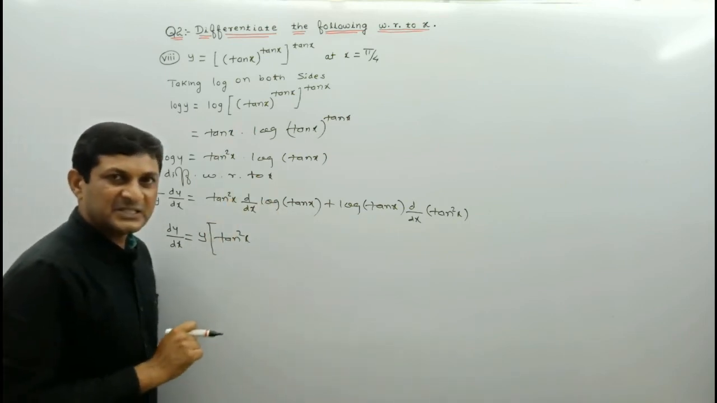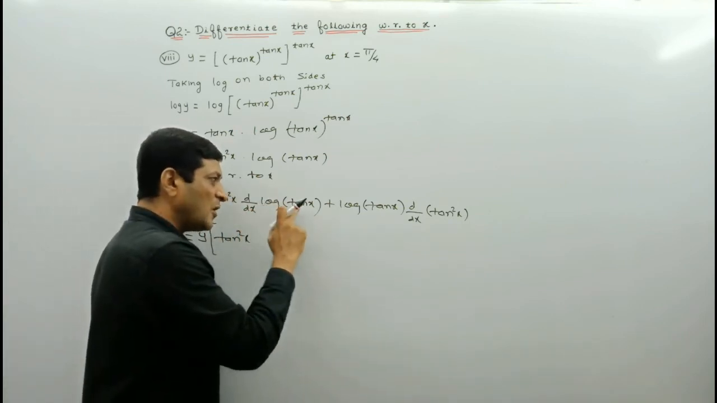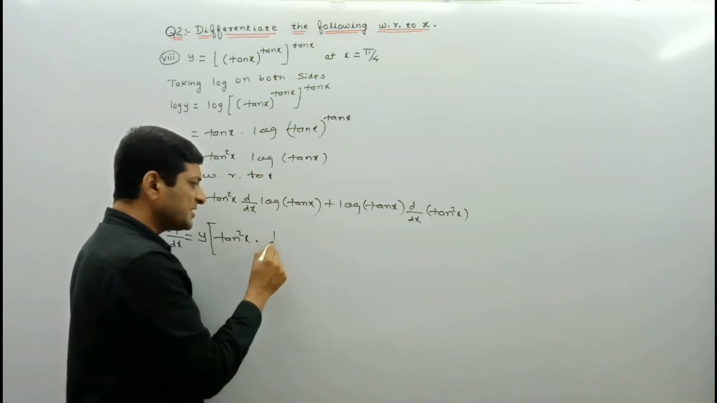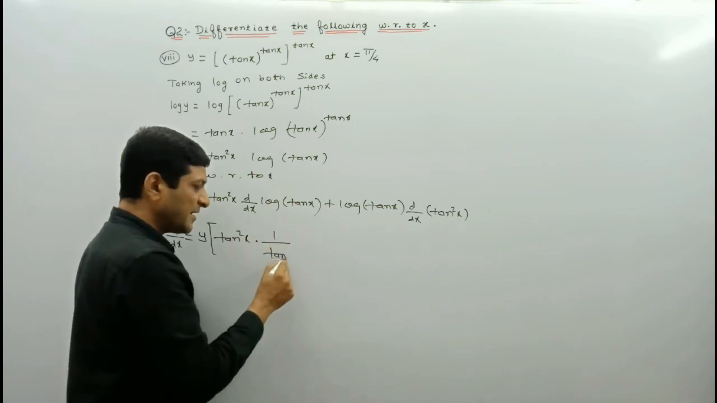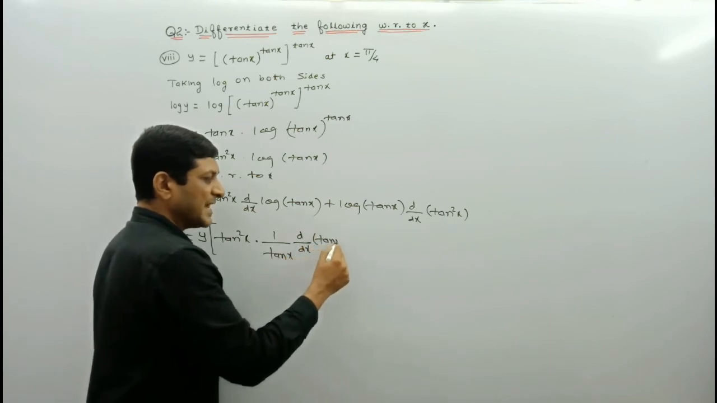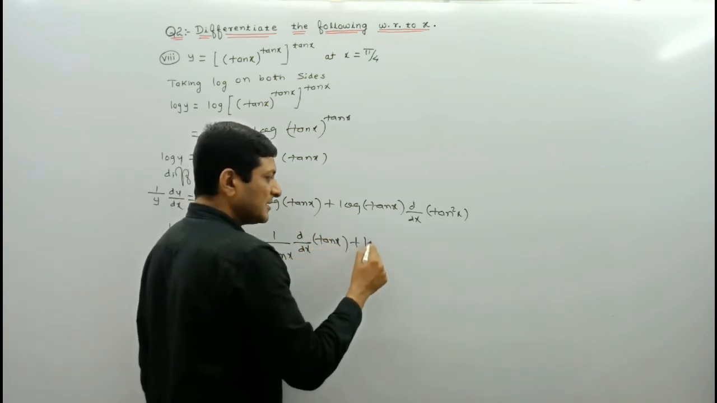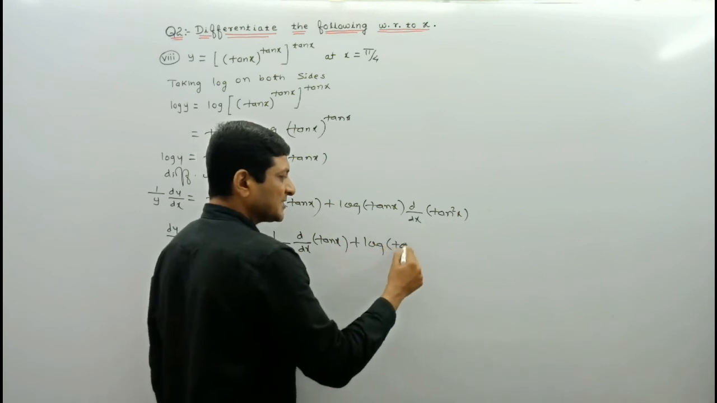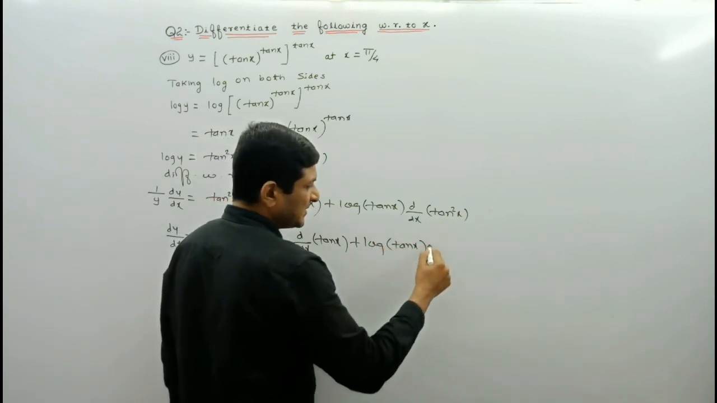So observe that this function is in the form of log f of x. So its derivative is 1 upon f of x, means 1 upon tan x, into derivative of f of x, means derivative of tan x, plus log tan x as it is, into derivative of tan square x.